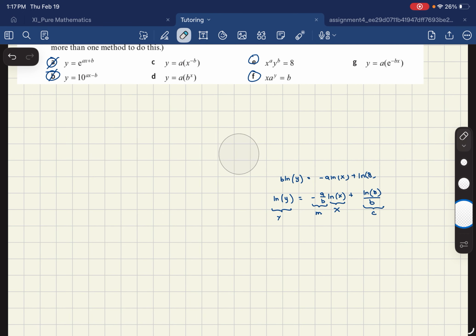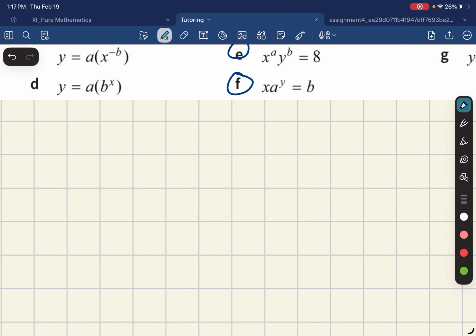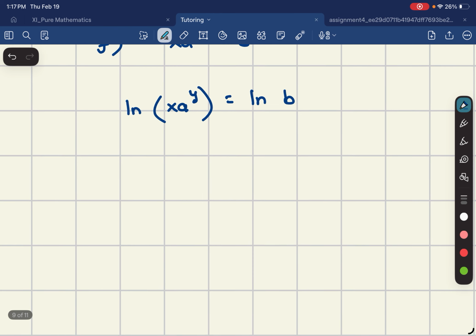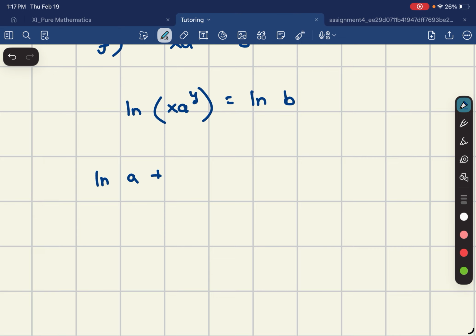And now let's do f. F is very similar. Now I believe we have gotten used to solving these questions. So you take the natural log of both sides, x a to the power y is equal to b. And you have ln x plus y ln a is equal to ln b.